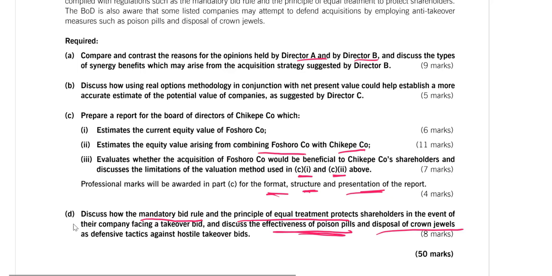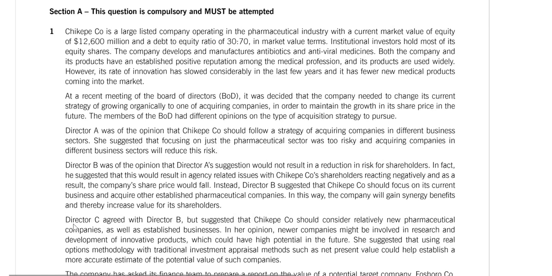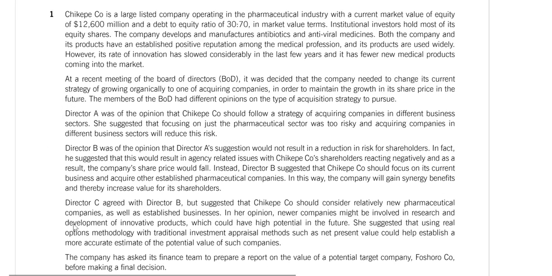So 9 plus 5, 14 plus 8, 22 plus these 7 plus 4. So almost 60% of part of the first question is of theoretical nature, and around 40% is of the numerical nature. So let's discuss the scenario first, then obviously one by one we will solve all these parts.